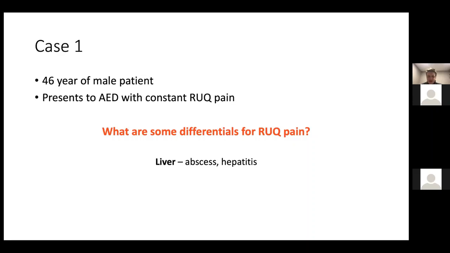So I thought of respiratory. So if you've got a lower lobe pneumonia, you might get some right upper quadrant pain.